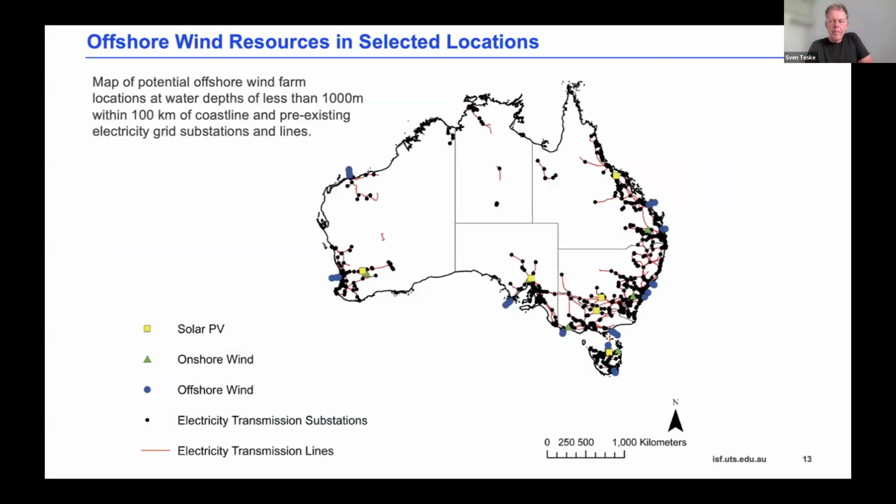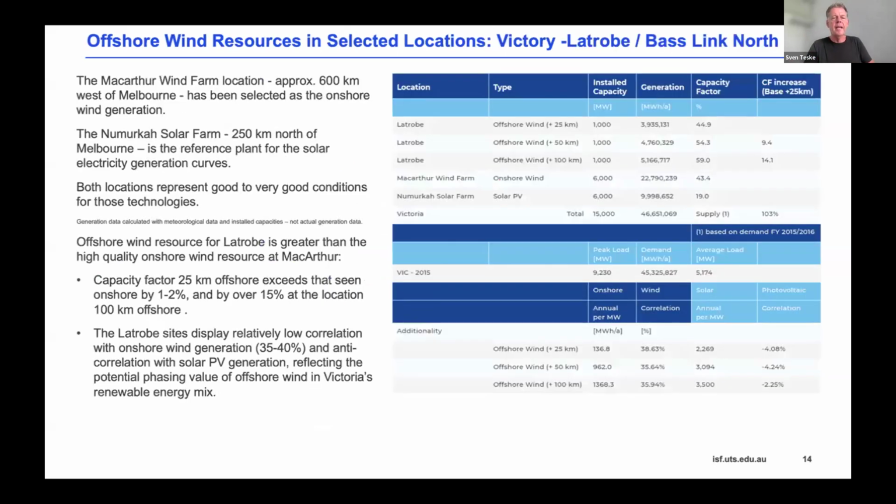Then we put this all in a map, and that's all the substations and all the different transmission lines. Then we spread the solar and onshore and offshore wind for the future, the capacity we projected, along those grid points. And then in the next step, we calculated the additional value of offshore wind.